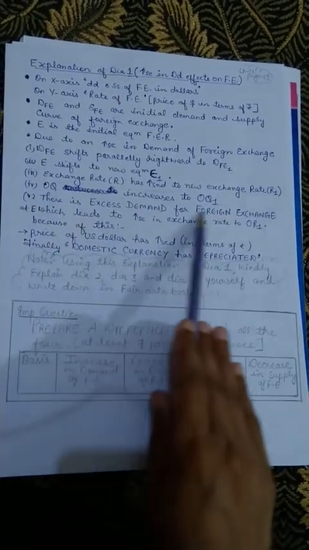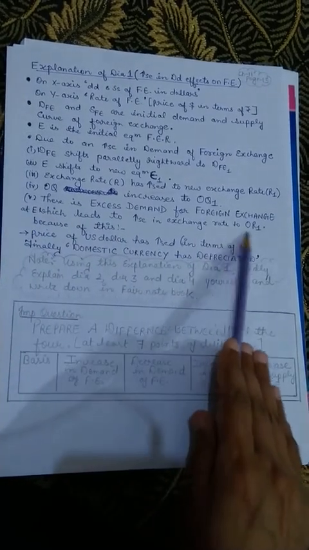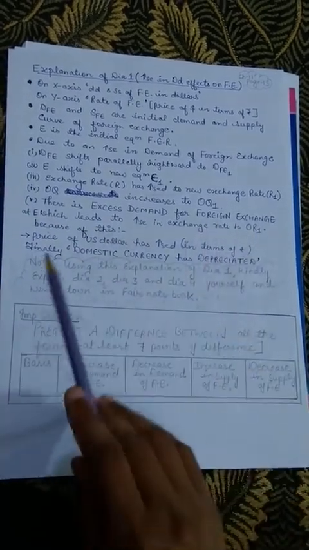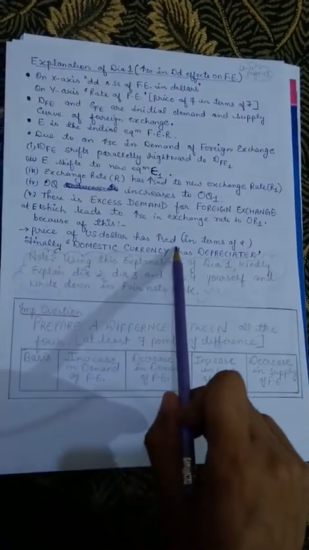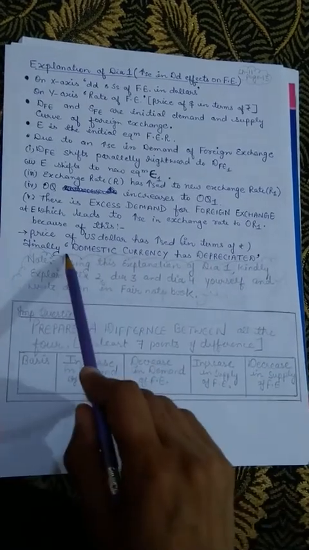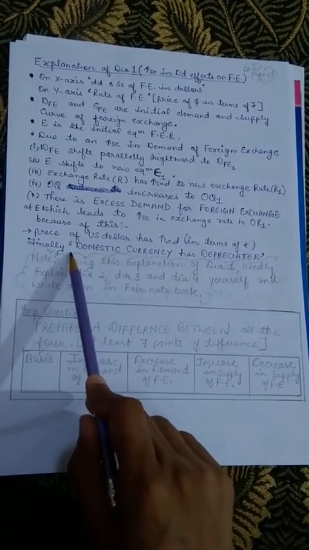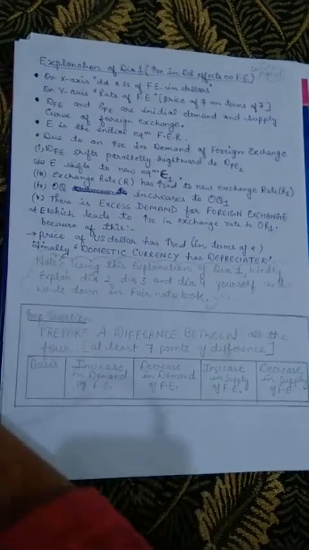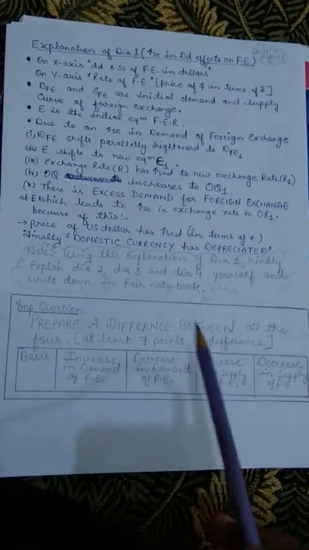There is excess demand at E, which leads to an increase in exchange rate to OR1, and finally your price of the US dollar has increased in terms of rupees, so it shows the domestic currency has depreciated. What is it showing? Your domestic currency has depreciated.